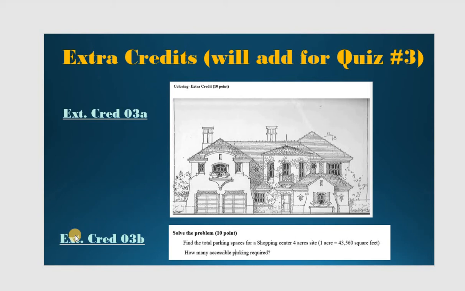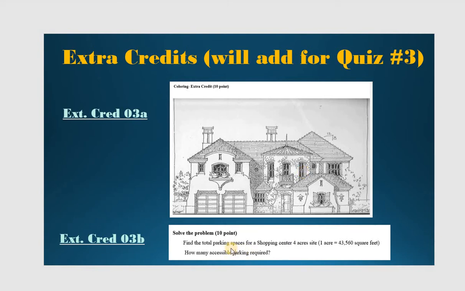And this is the credit. We have 2 of them. The first one, I call extra credit 3A. You need to print out this one on A11 paper, and after that you color it, take a photo and email it to me. You get up to 10 points.